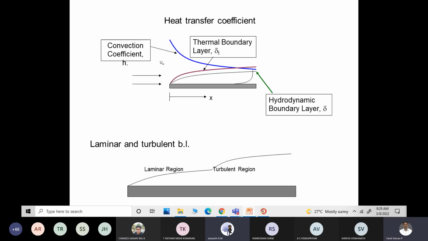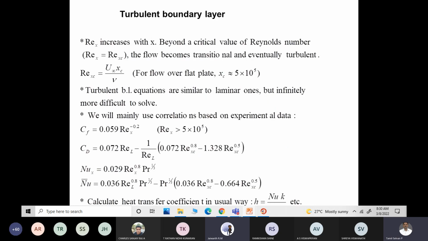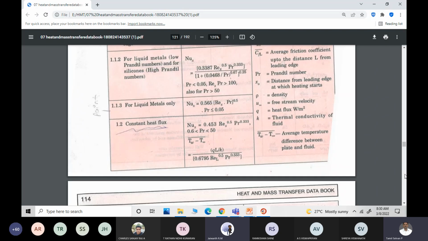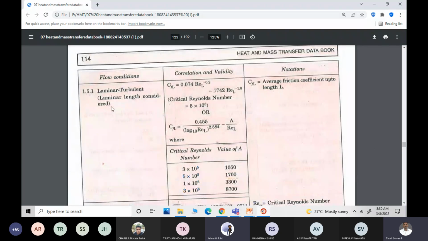And these are some other expressions which were there in the data book. For the Reynolds number, we know that up to 5 into 10 power 5 the flow is said to be laminar. Beyond that it is turbulent. For laminar-turbulent combined flow, I have already told you, you will use these expressions to find the average friction coefficient up to the length.